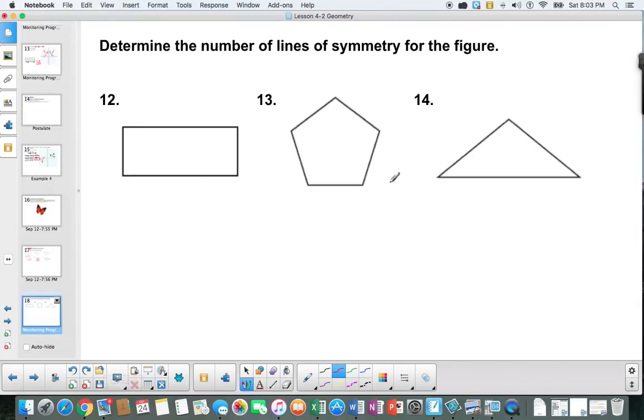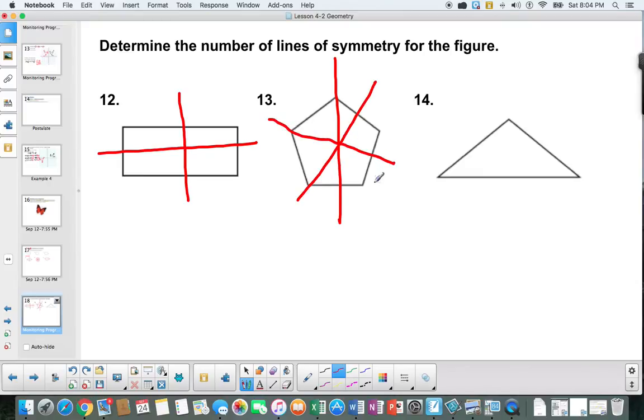Okay, so determine the number of lines of symmetry here. Well, you're going to have one down here, one over here, very similar to what we had before. You'll have a line of symmetry going down here, here, here, and here. So there's going to be 1, 2, 3, 4. Oh, I need one more. 5. Now this one, the only line of symmetry is this one right here.